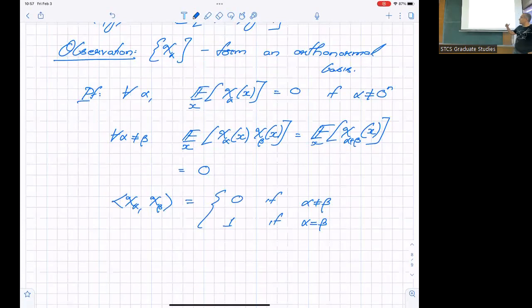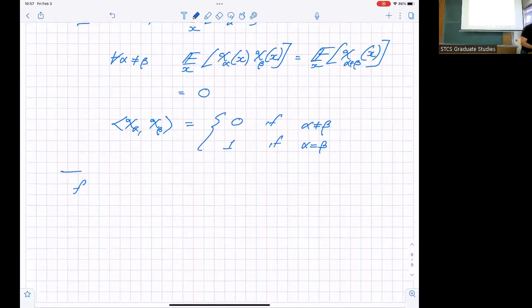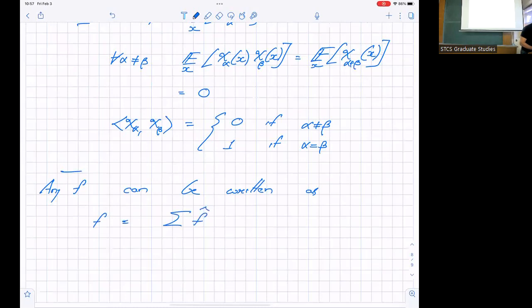And that gives you an orthonormal set. They are exactly 2 power n of them, and the function space is also of dimension 2 power n. Firstly, these are orthonormal, and because they are the right cardinality, they form a basis. So for any function f, f can be written as the summation of f hat alpha chi alpha, where f hat alpha is exactly the inner product of f and chi alpha. These are called the Fourier coefficients.